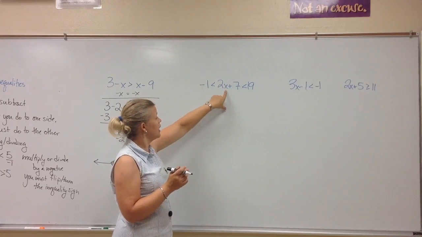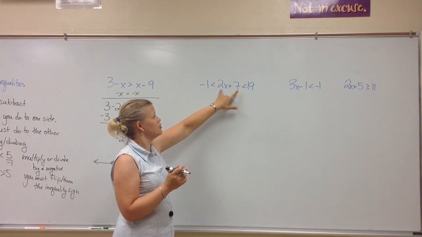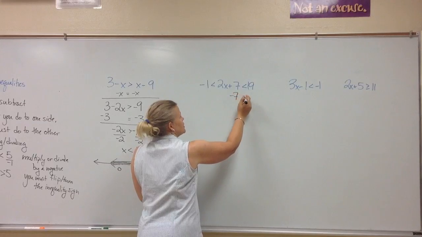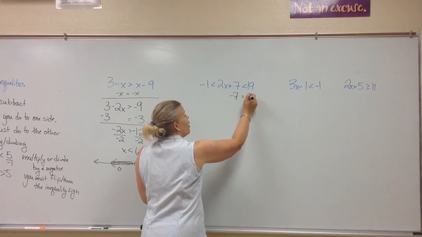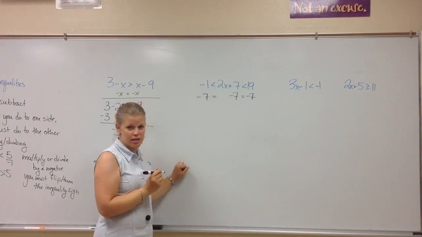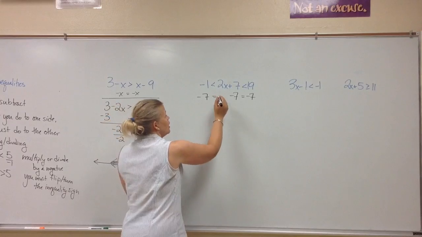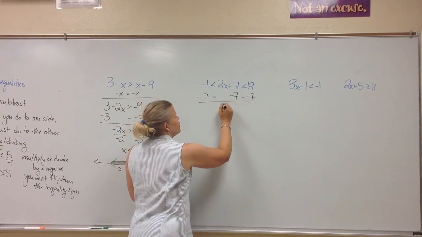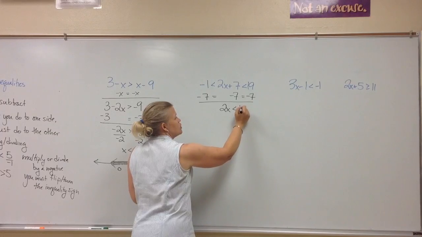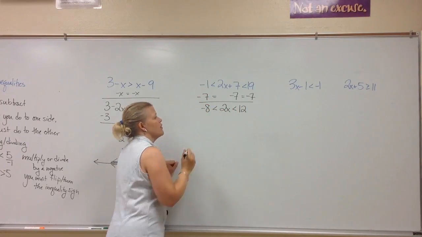Okay, so look inside, you've got 2x plus 7. What are you going to get rid of first, the 2 or the 7? The 7? Okay, so we're going to subtract 7 from this part. We also need to subtract it here, and we also need to subtract it here. This is the way the book shows you to do it. If you do that, you're left with 2x. 19 minus 7 is 12. And negative 1 minus 7 is negative 8.